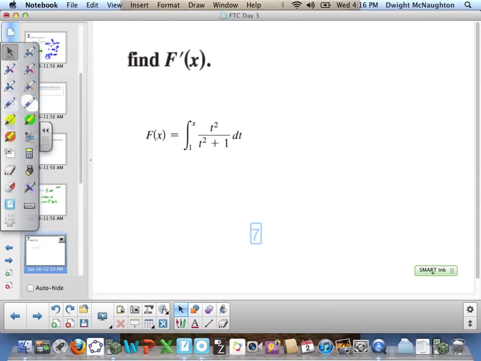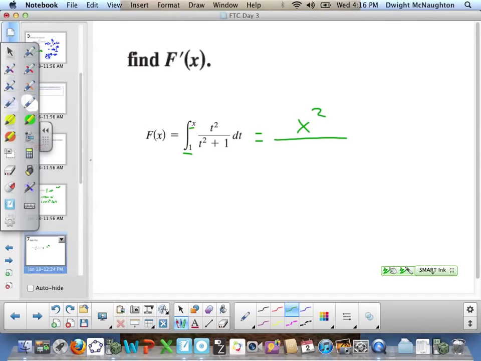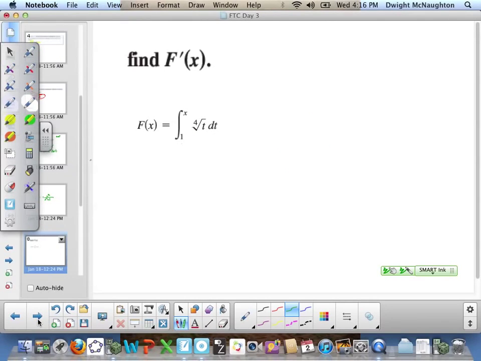All right? So let's look at this one. Find the derivative. We're going from 1 to x. The derivative of the antiderivative, well, it's the function. All right, find the derivative. We're going from a constant to x. The derivative of the antiderivative, it's the function.